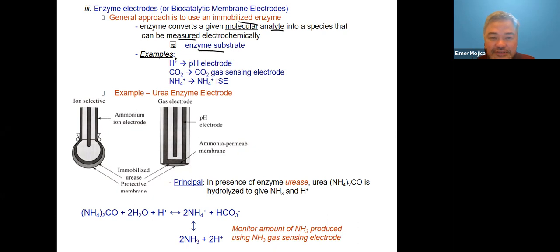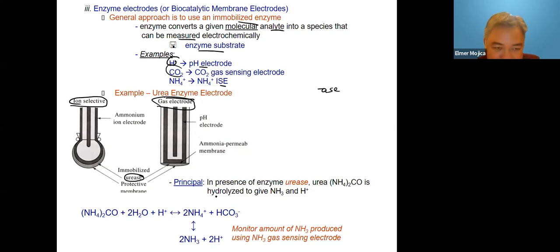So they have here what we know so far, yung H+, meron kang pH electrode, CO2 yung gas sensing electrode. Ammonium ion, you can have this ion selective electrode. But if you have a urea enzyme electrode, so ano yung enzyme na nag-act sa urea? Di ba usually lahat ng enzyme nag-end sa ACE. So what you have there is you immobilize urease in the protective membrane. Okay? So either you have an ion selective electrode or a gas electrode. Okay? So i-immobilize mo doon sa protective membrane yung enzyme.